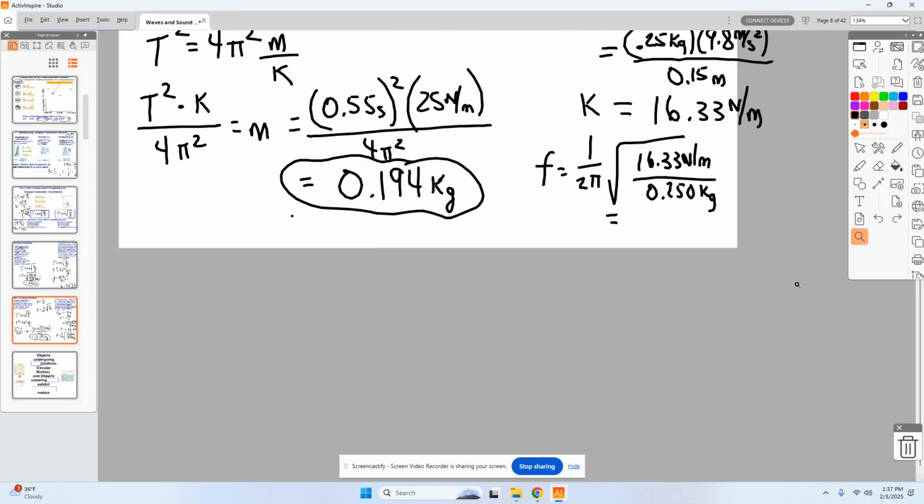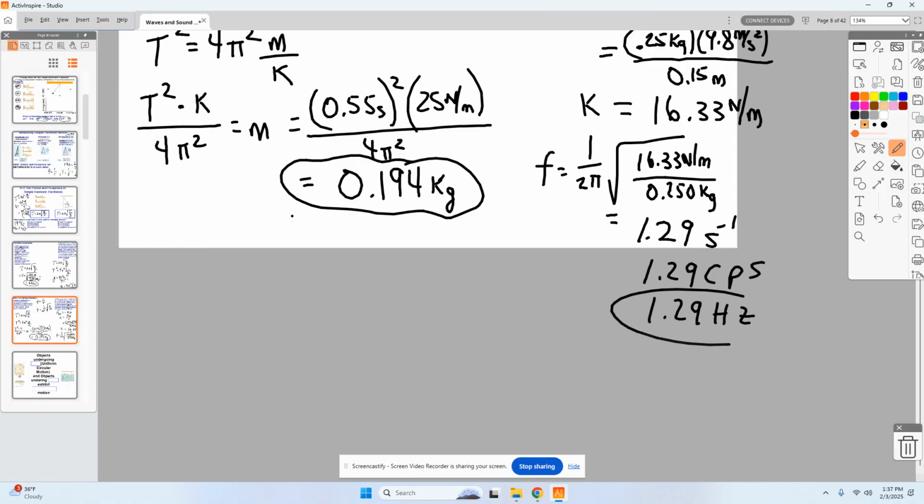Anyone getting about 1.29? Units, hertz, inverse seconds, or hertz. 1.29 cycles per second, or 1.29 hertz. Okay? How'd you do? Get them all? All right. I'm going to stop the video there.